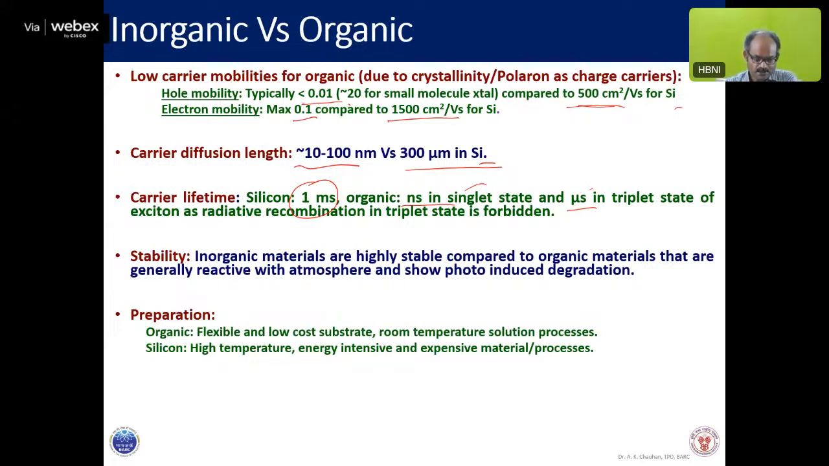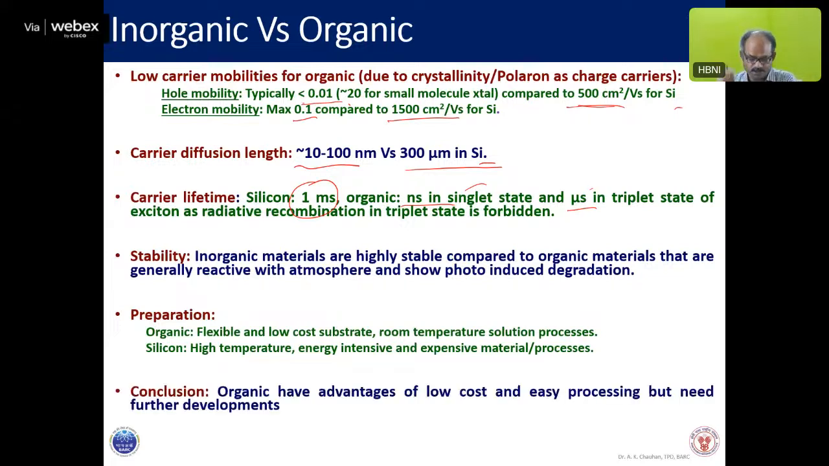Now, flexible and low-cost substrates are available for organics, and room temperature solution processes can be used for fabricating organic devices. However, silicon-based devices need high temperature, energy-intensive and expensive materials and processes to make the devices. Therefore, we can conclude that organic materials or organic devices have the advantage of low cost and easy processing, but need further development because they have not yet been developed to a level where they can be commercialized and put in the market.